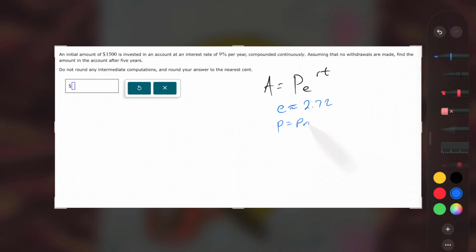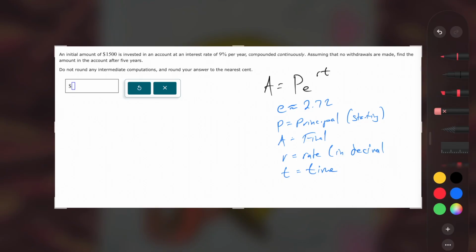P is your principal. This is your starting amount, and A is your final amount. R is your rate, which you always write in a decimal, like we're talking finance here. And T is our time, okay? We know to use this formula because it says compounded continuously. So you might have seen this formula somewhere, but I'll give it to you on the test if we need it, but I don't think you do.